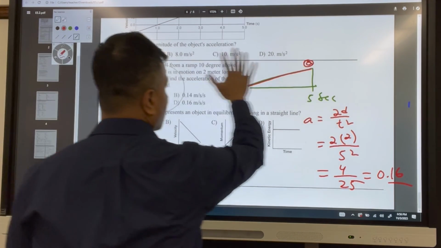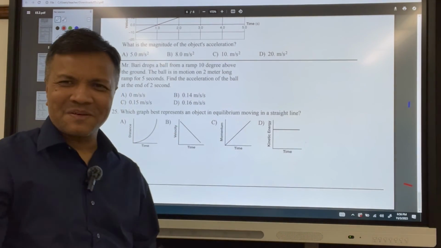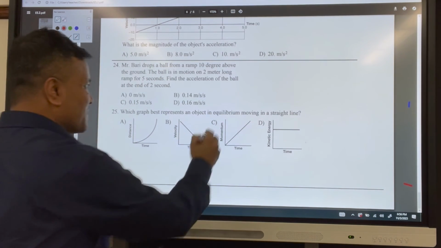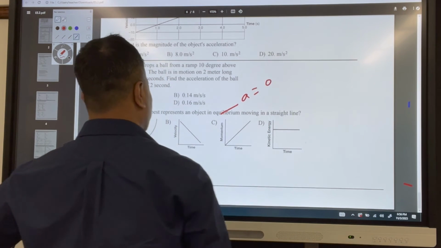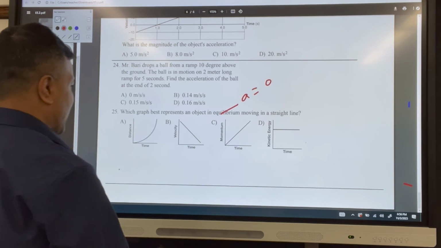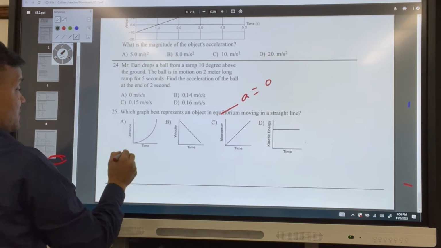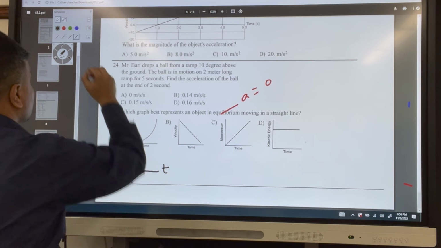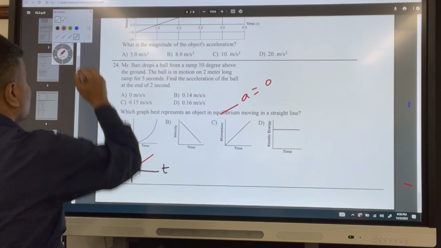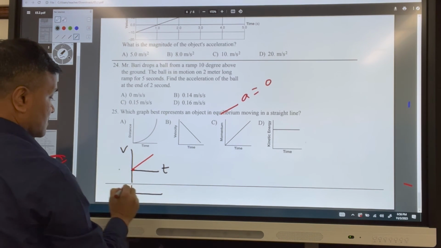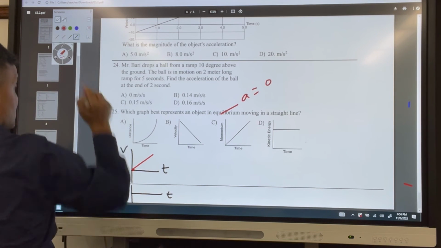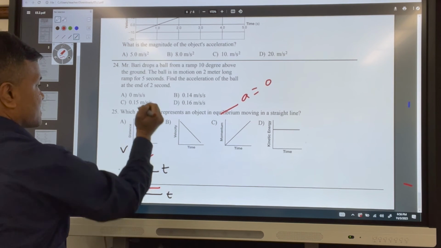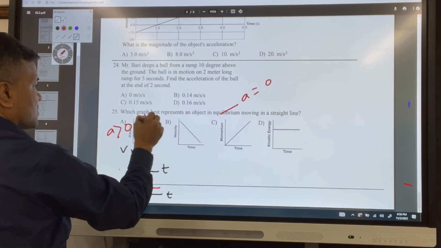Last one. Wow, finally we are on the last one. We're tired. Which graph best represents the object in equilibrium? Equilibrium means acceleration is 0. Good. Okay, is the acceleration 0 over here? No. How do we know? Let's draw it. This is Vt. Vt is like this. Then At should be like this. So acceleration is not 0. Acceleration is more than 0. So this is not good.